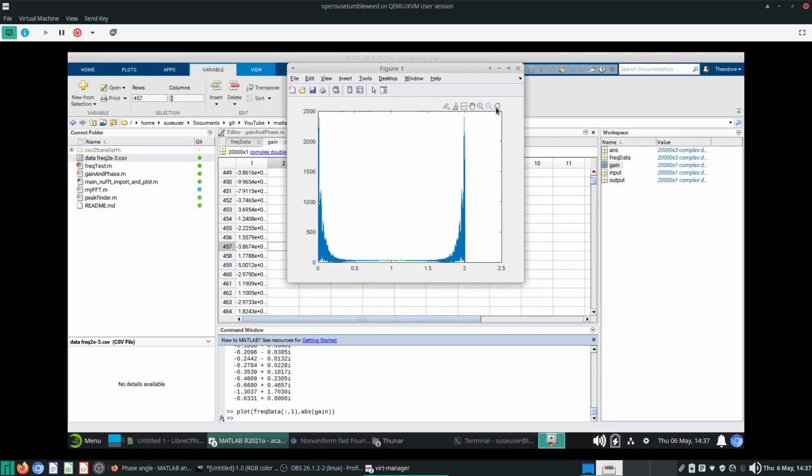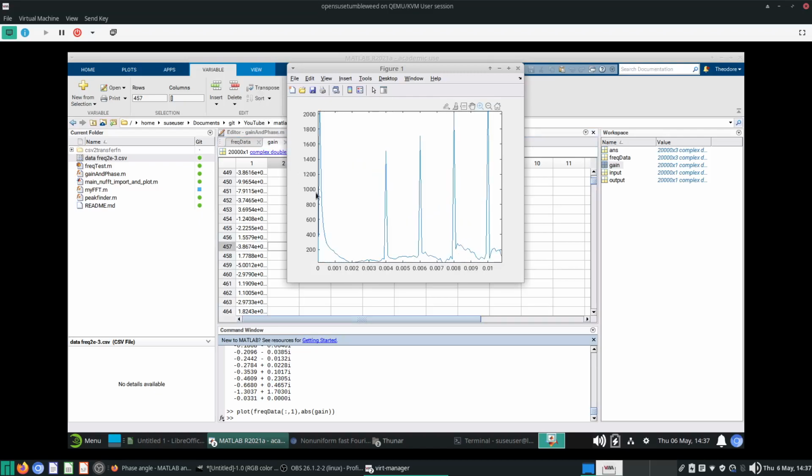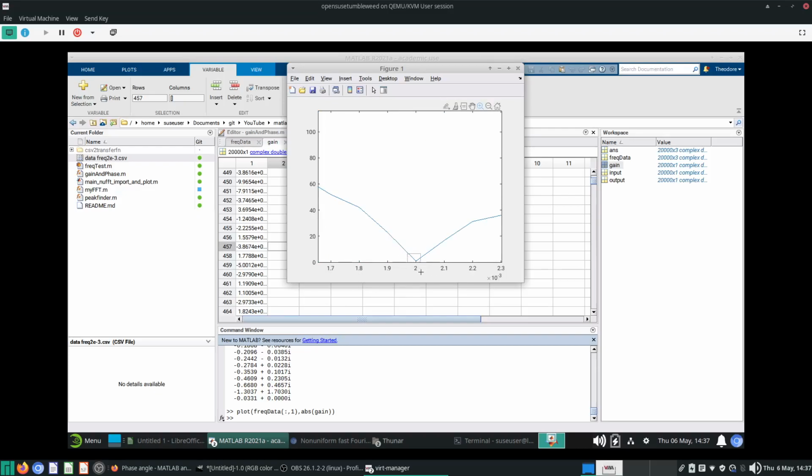Let's go back to home. All right. 2 times 10 to the minus 4. So this is the gain here. It seems to be the lowest part, or 2 times 10 to the minus 3. At 2 times 10 to the minus 3, we have the lowest gain here.